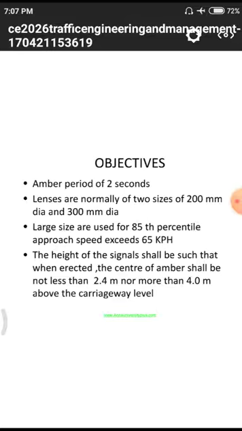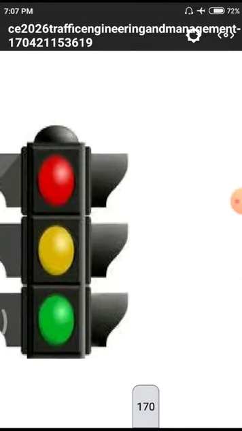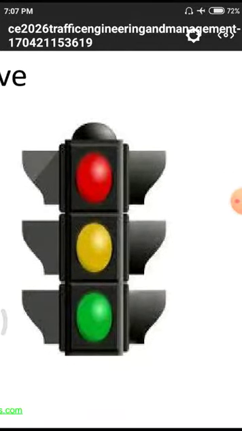Next one, lenses are normally of two sizes: 200 mm diameter and 300 mm diameter. I will show you this particular traffic signal. In this traffic signal we have a red symbol, a yellow symbol and a green symbol. Normally this yellow is represented with amber, that means for clearance of the traffic. The total signal has different lights: red light, green light and yellow light. The red light will appear through this lens.